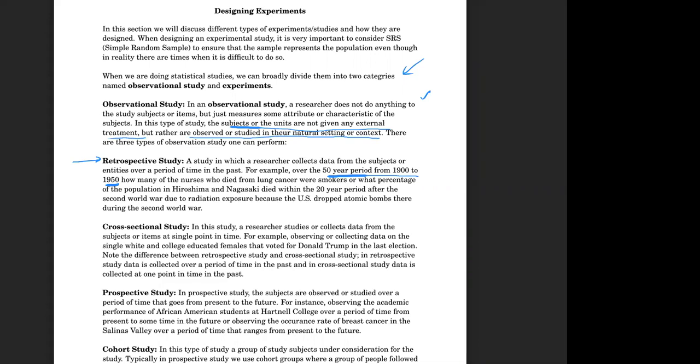Back from 1900 to the 1950s, over a 50-year period, many of the nurses were dying of lung cancers, but one habit or behavior that they all had in common was that they were smokers. Very interesting. So what you did is you went back in time and collected data. That would be an example of a retrospective study.